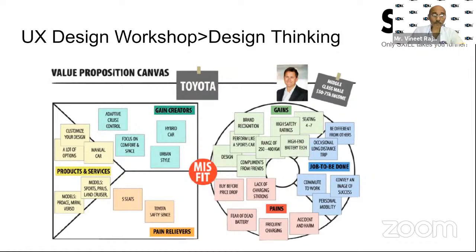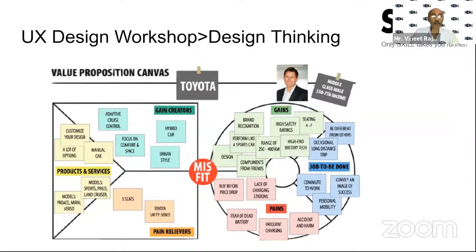So what offers does Toyota have? Let us see. It has a specific car which has 5 seats. It's got Toyota Safety Sense. They developed some kind of software or system which basically puts in extra safety. In products and services, they have multiple models: ProAce, Mirai, Verso, as well as some sports models, Prius, Land Cruiser. They allow you to customize your design. So now you have real value there, because now you can meet specific needs also.